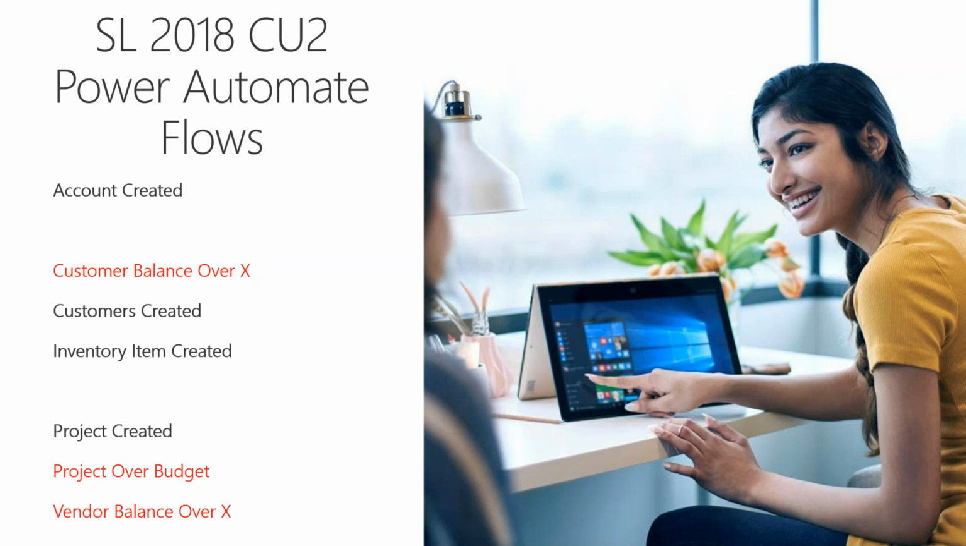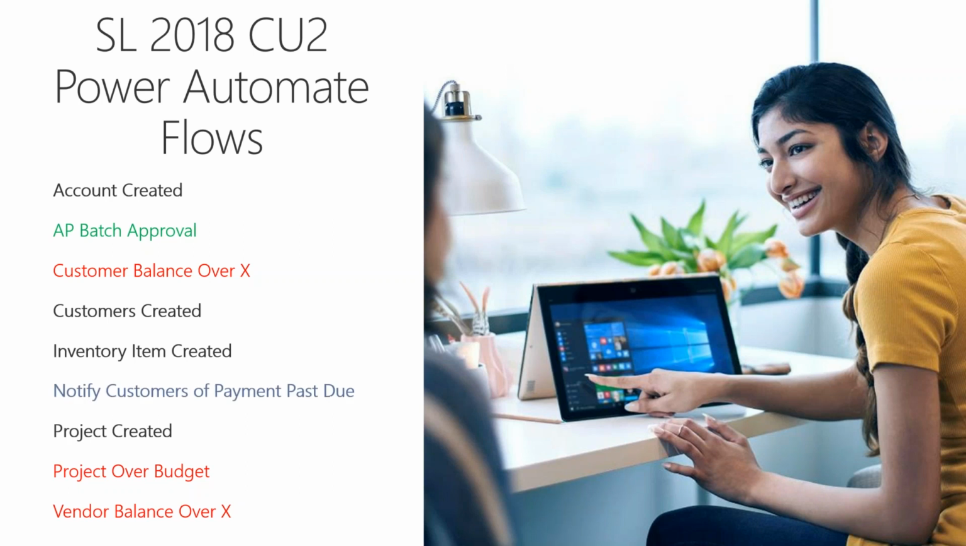We can also do overages. So a customer is over $10,000, we can automatically email you. A vendor balance is over 5, whatever it happens to be. Tell us who you want to email. You set it up, you choose who you want to be emailed. Also with projects, let me know when my project is going over budget.